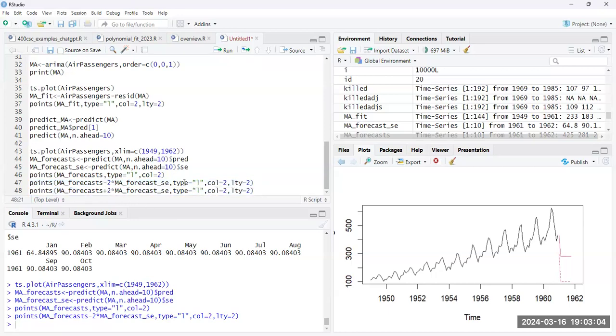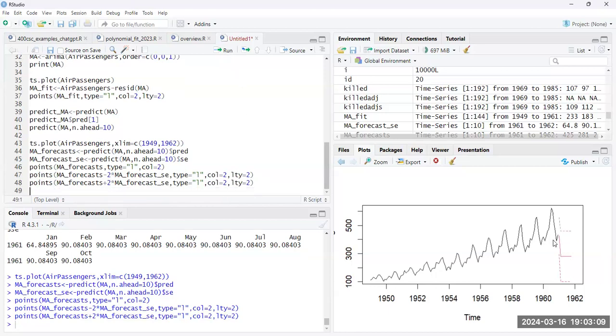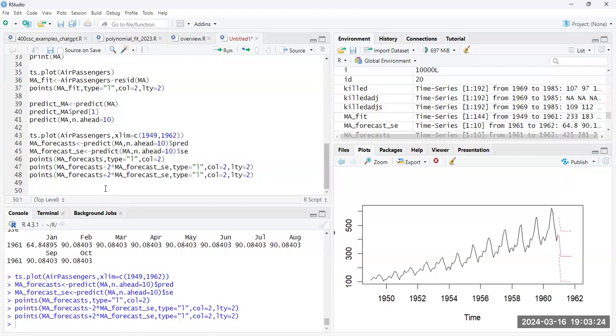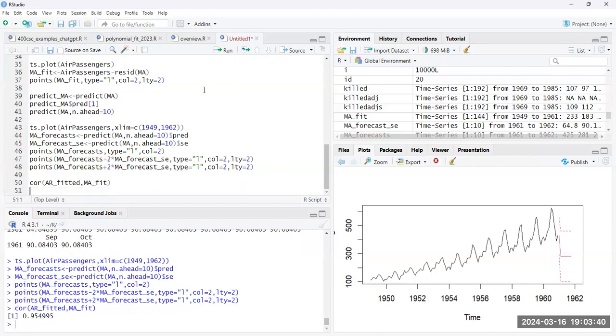So the negative bound and the upper bound for the standard error. And you can see that this moving average drops precipitously, and the bounds around that error are quite large. Now we can also compare how well the plots do against each other, how well correlated the two models are in terms of their forecast.